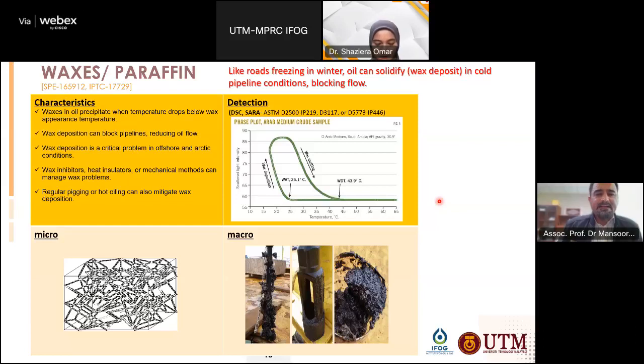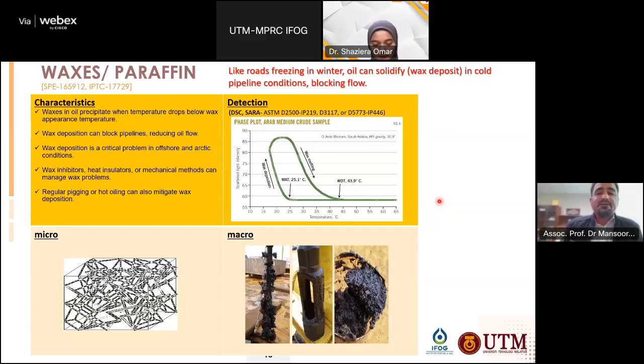There is a case study, and I'm going to present it for you about this. And of course, there are standards and there are ways of detecting this. WAT stands for wax appearance temperature, and wax disappearance temperature is also very important here. These are 2 important parameters when we are dealing with wax in crude oil. The temperature at which wax begins to crystallize and precipitate out of the solution is the WAT.